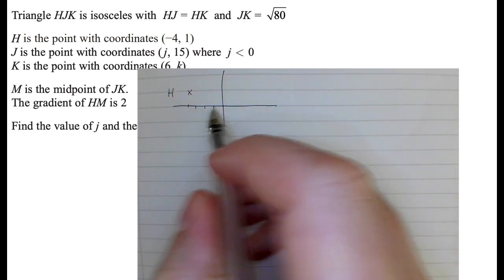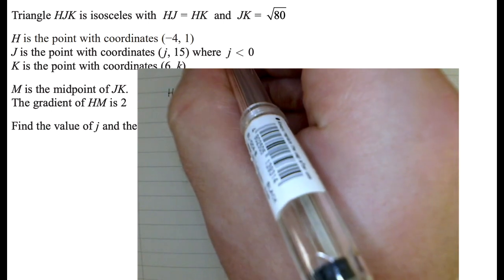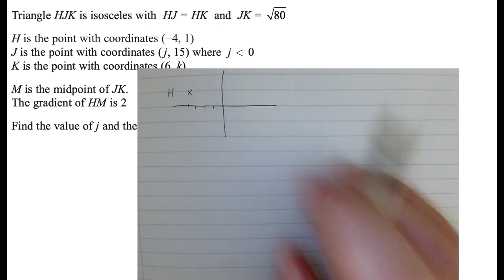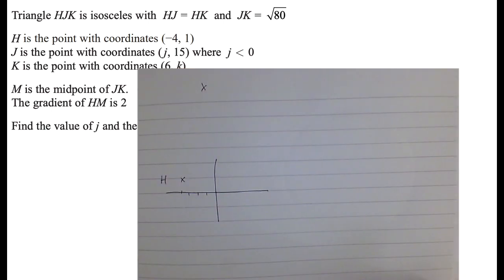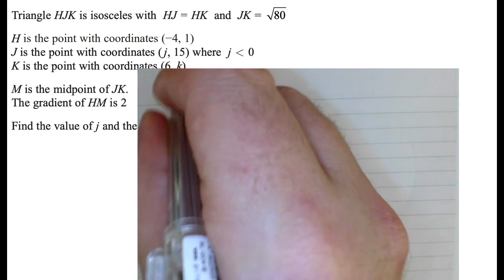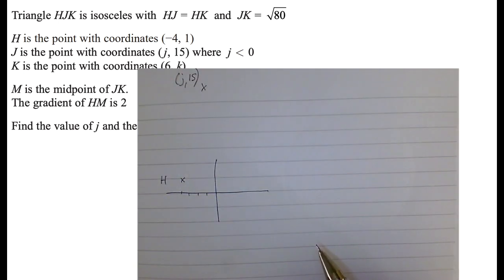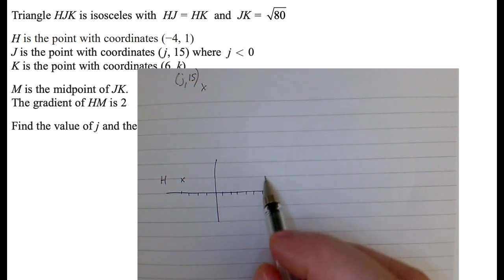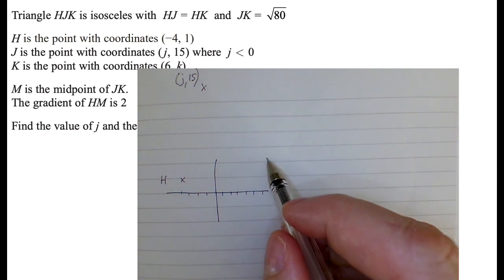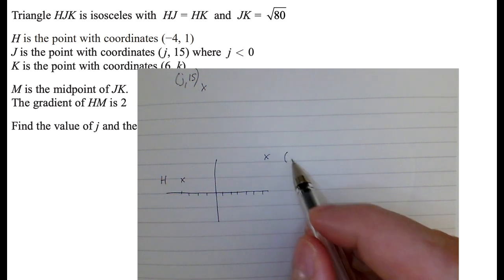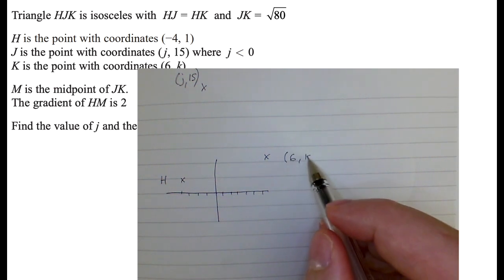Right, so first thing to do is get a diagram. It doesn't matter how accurate or inaccurate the diagram is, okay? Just give you a rough idea of what's going on. So I've plotted h, because we're given that coordinate, and I'm going to just choose a random negative number for j. I've chosen -1 or -2, okay? And I've put that in the diagram, and I've done one for 6k, and I've chosen k to be positive. For the sake of understanding this question, that's good enough.